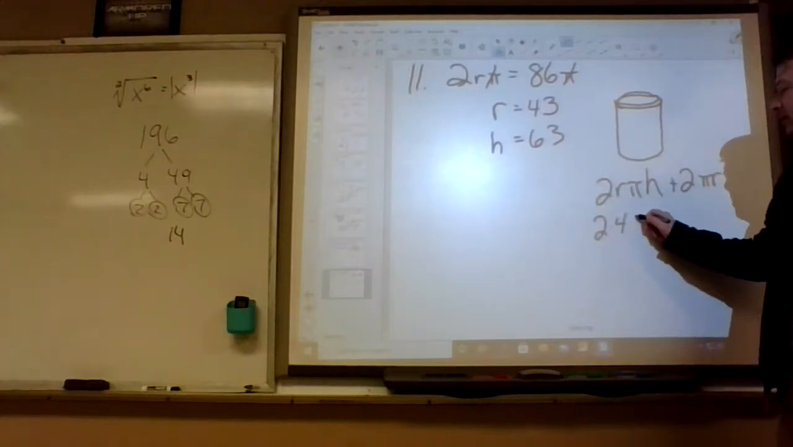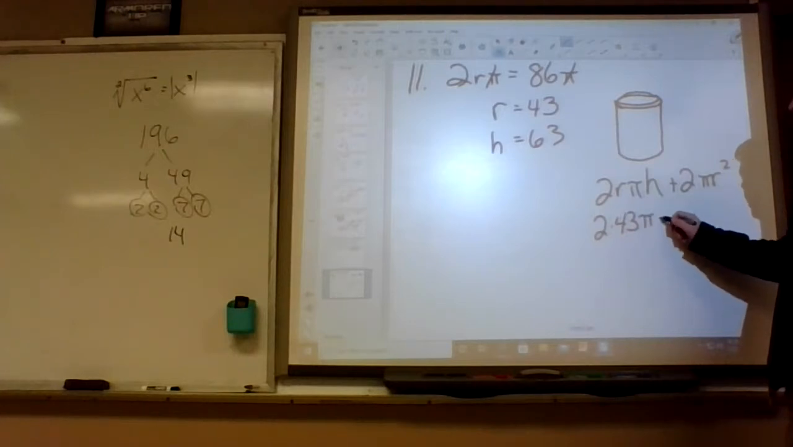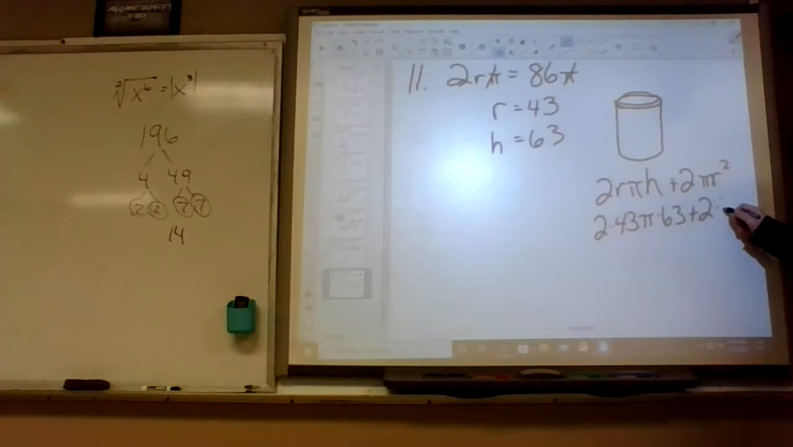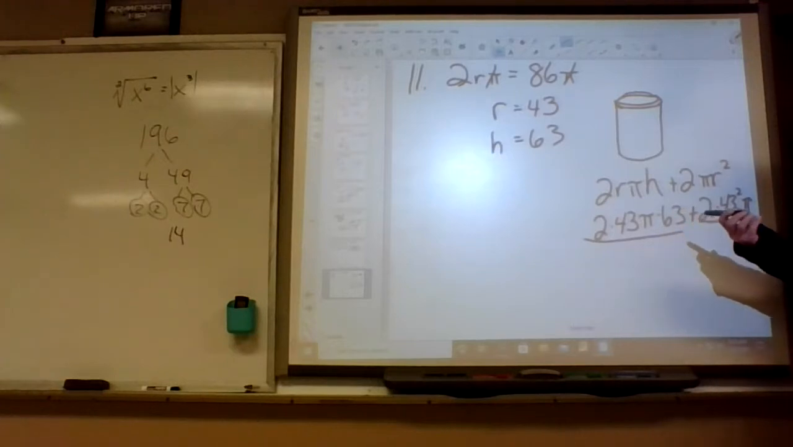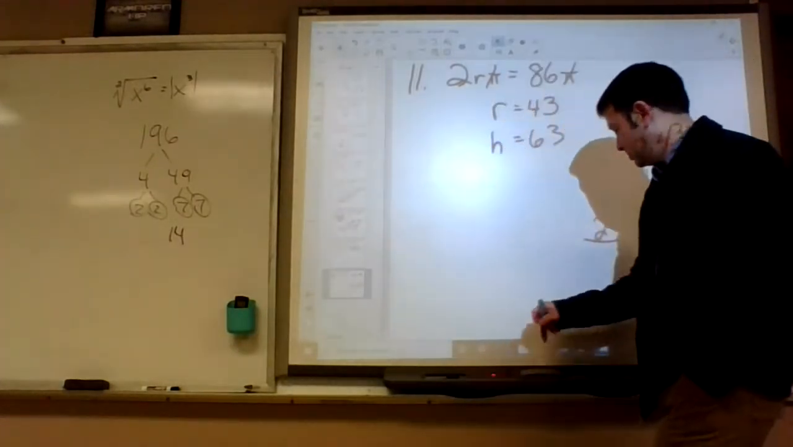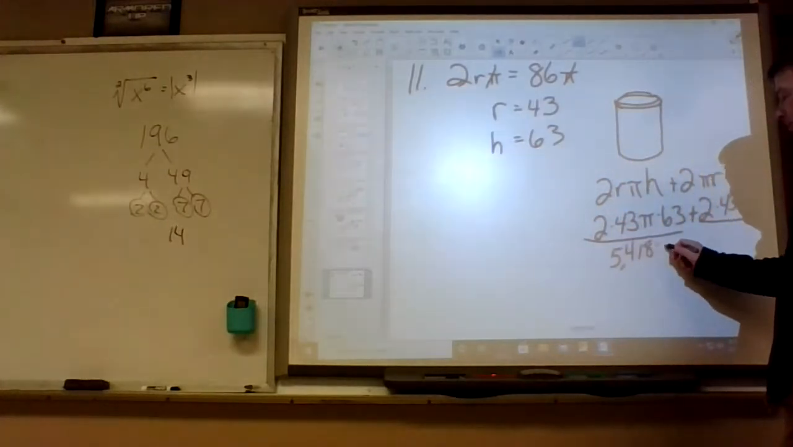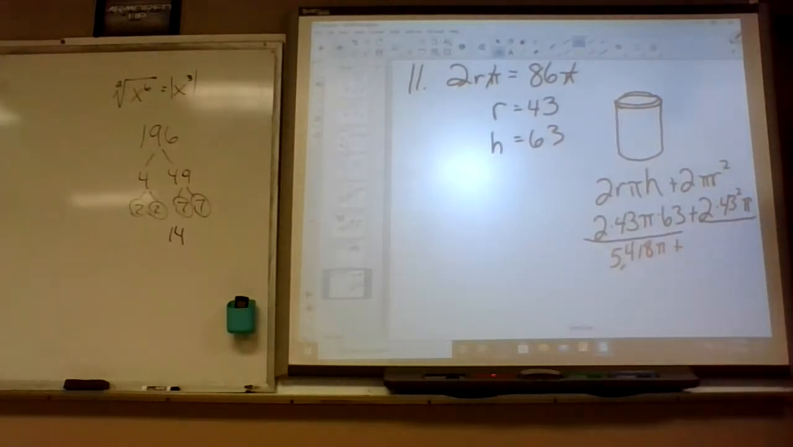The radius is 43. I guess we're leaving pi alone again. The height is 63, and 43. Remember order of operations: you save the addition for the end. What's 2 times 43 times 63? 5,418. Pi plus, what's 2 times 43 squared? 3,698. Do those two go together? Yeah, if they're both pi's, you can add them together.